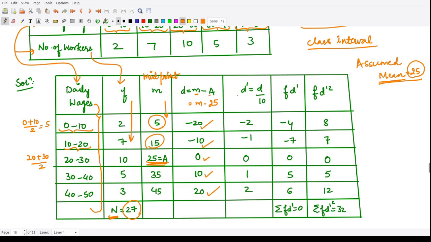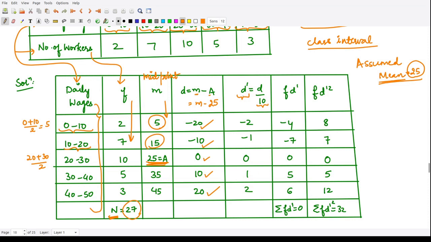Then we calculate this d dash. This is obtained by dividing d by the length of the class interval, and we know the class intervals vary from 0 to 10, so that means a difference of 10. 10 to 20, that means a difference of 10, so we'll divide by 10, right? Minus 20 divided by 10 is minus 2, minus 10 by 10 is minus 1, 0 by 10 is 0, 10 by 10 is 1, 20 by 10 is 2. So this is our d dash.